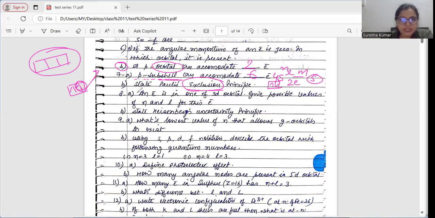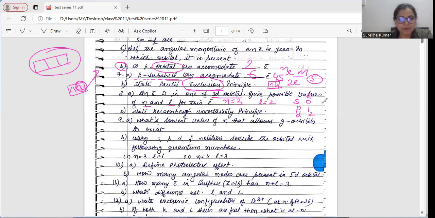Okay, next is: an electron is in one of the 3D orbitals. Give possible values of n, l for this electron. So the value of n will be 3. Whatever is written here, that is the value of n, and l will be equal to 2. Why? Because for s, the value of l will be 0. For P, the value of l is 1. For D, the value of l is 2.